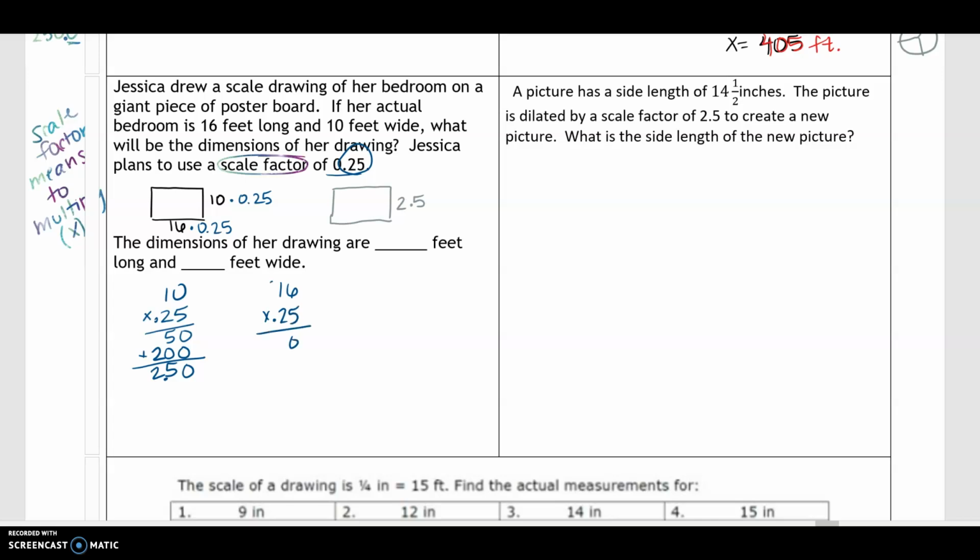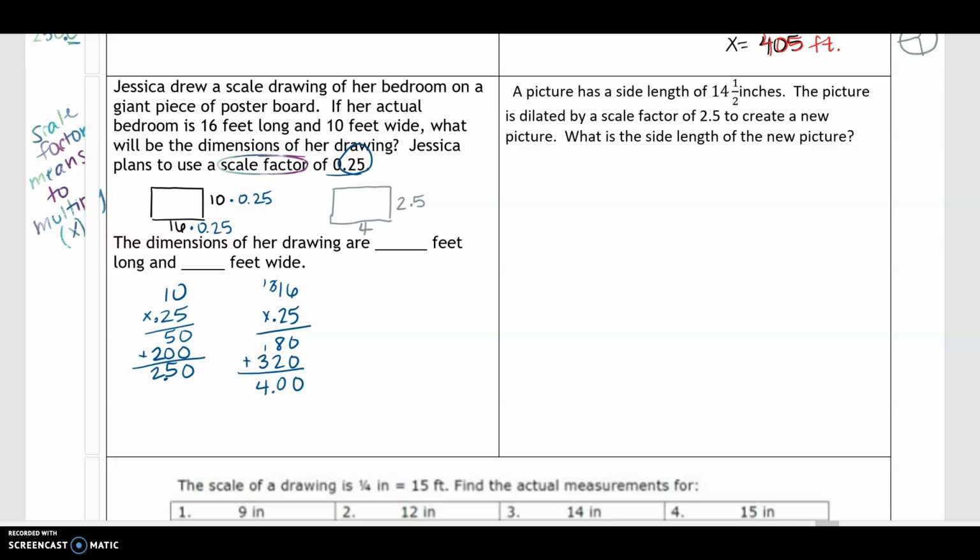5 times 6 is 30. 5, 6, 7, 8. 0. 2 times 6 is 12. 1 times 2 is 2 plus 1 is 3. I'm going to add them. 0, 8, 9, 10, 4, 2 to the right. And so I have a value of 4.